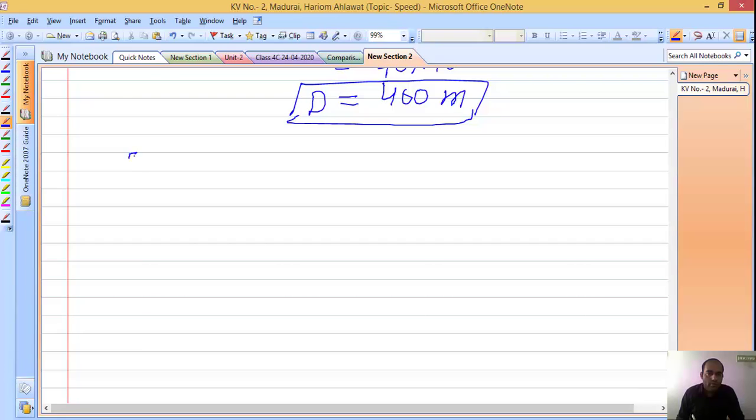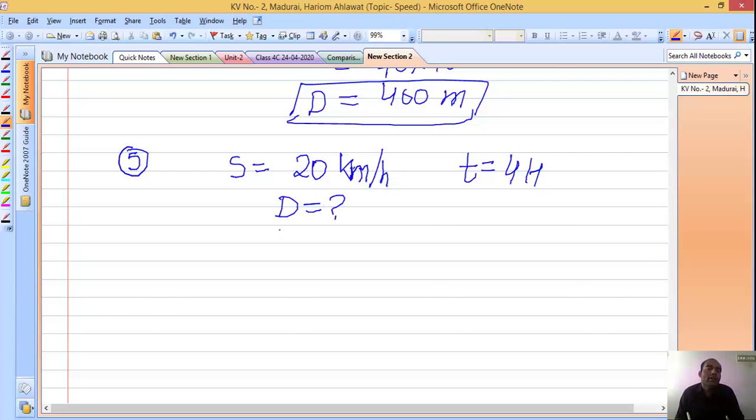Example number 5. This time the speed is 20 kilometer per hour and the time is suppose 4 hours. Okay, you are going with a speed of 20 kilometer per hour and how much time have you covered? 4 hours. Now you want to see how much distance I have covered. You want to find out the distance.